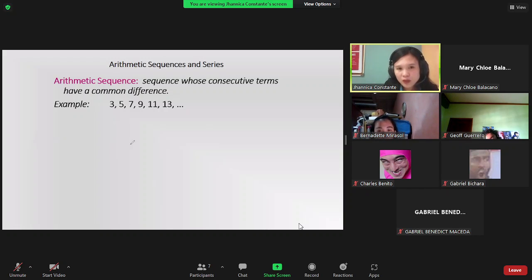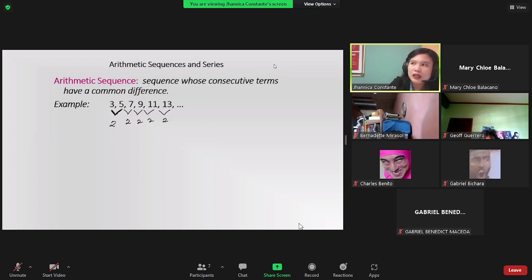To solve for the common difference of your arithmetic sequence, you just subtract the consecutive terms in your sequence, which is 5 minus 3 equals 2. At kapag merong naibang difference or common pattern in the sequence that we have, that is not arithmetic. So that's how we find the common difference of our arithmetic sequence. You just subtract the consecutive terms of your sequence.